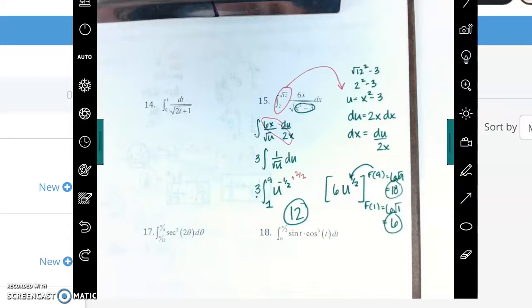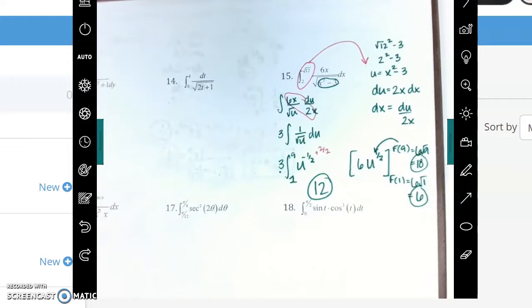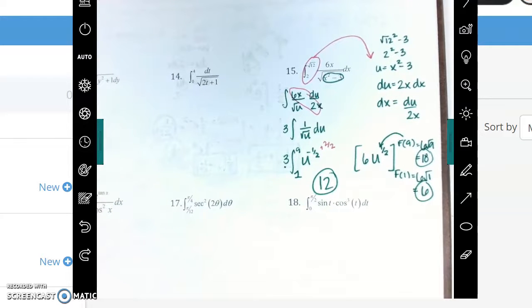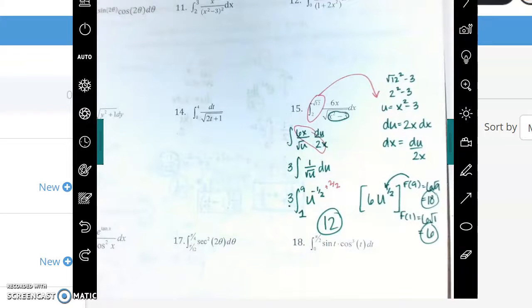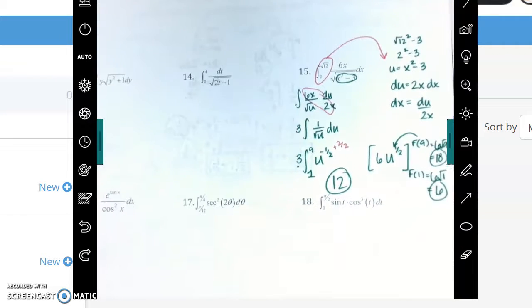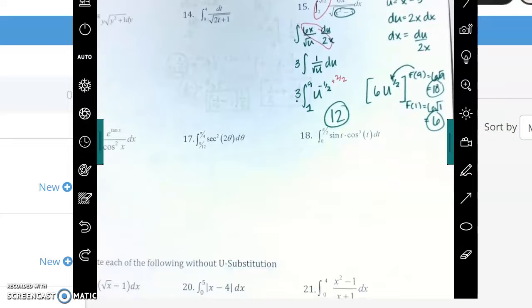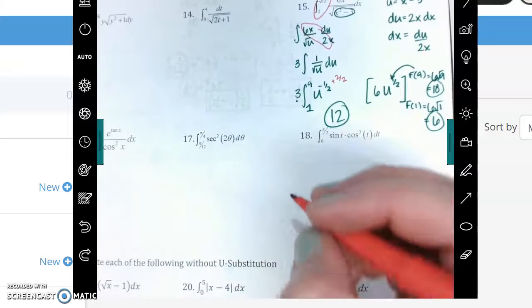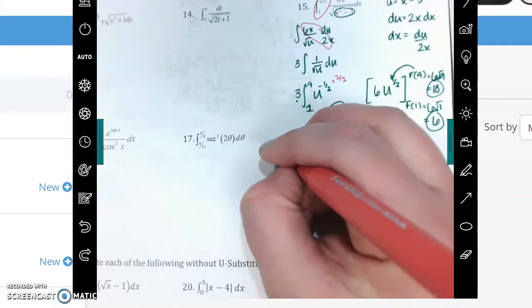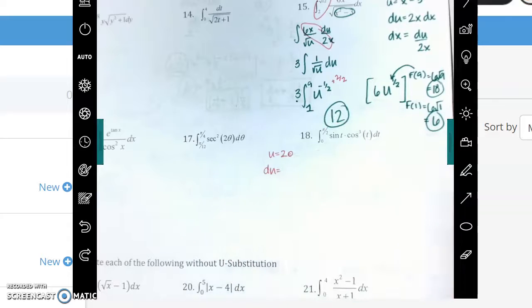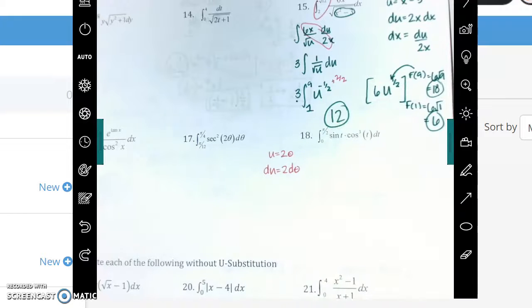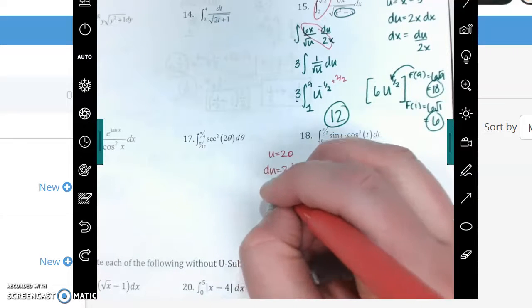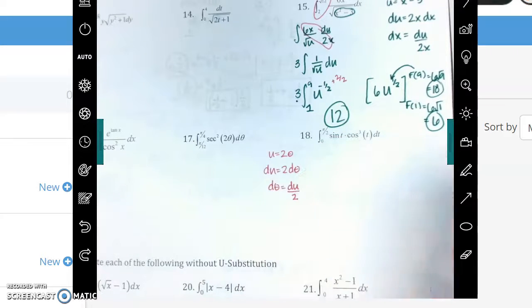Okay, what else? 17 or 12. Let's do 17 first, and then we'll come back to 12 if we need to. Okay, so number 17, what do you guess we should pick as our u? 2 theta. And if u is 2 theta, then what's du? The derivative of 2 theta, which is just like a 2x. Just a 2 d theta. Then I divide by 2. D theta is du over 2. Good so far?